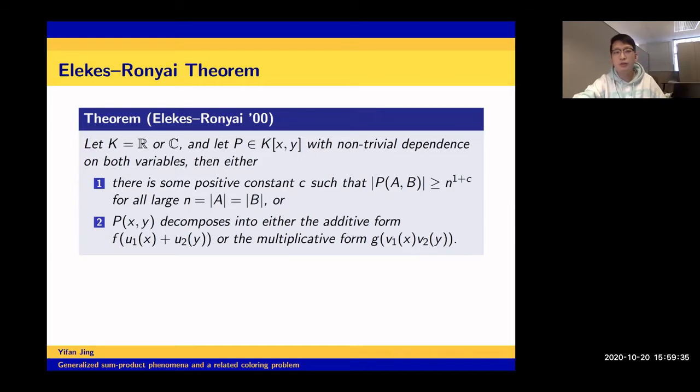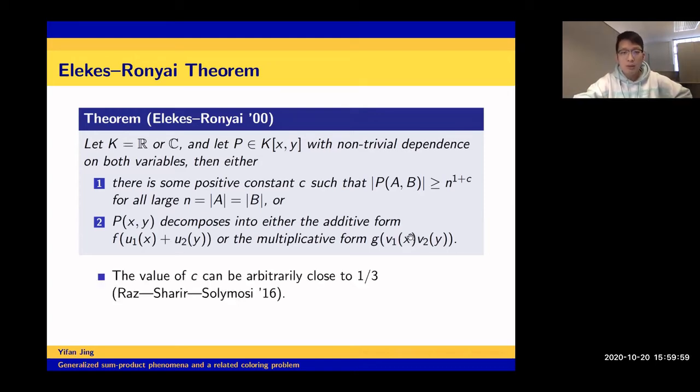So this is also a very interesting phenomenon on all of these small expansion sets. Basically, this polynomial should be essentially controlled by a single abelian group. So you have a field, so you have two binary operations, addition or multiplication. But in order to have small expansion, you have to choose your favorite binary operation, either plus or multiplication. Okay, and the value of c can be taken arbitrarily close to 1/3 by Raz, Sharir, and Solymosi in 2016. This is the quantitative improvement.